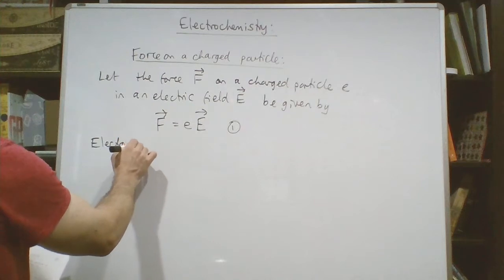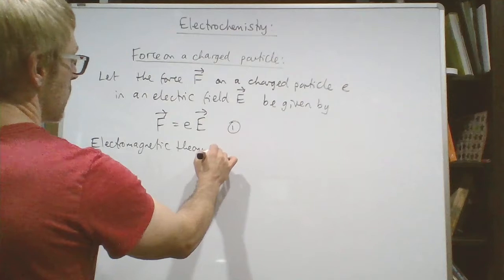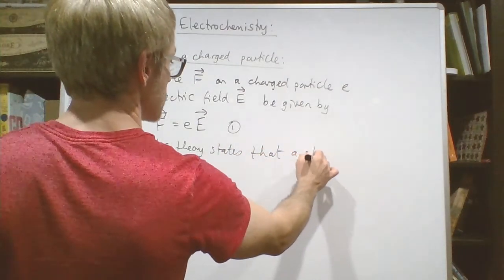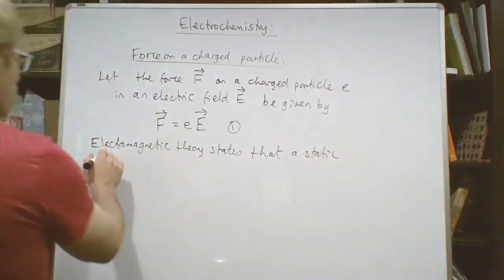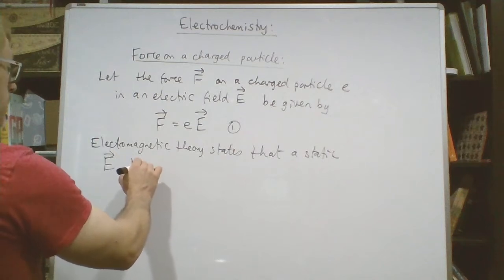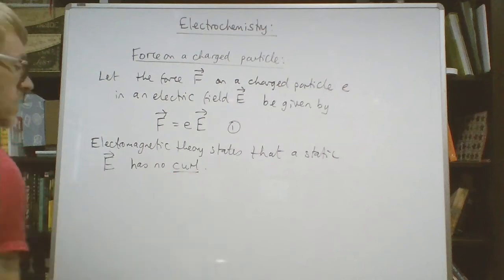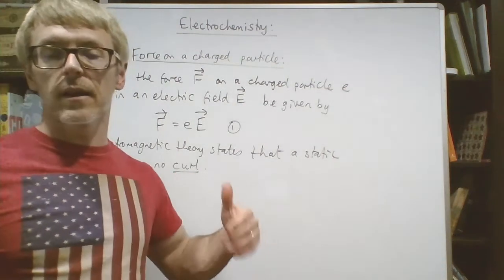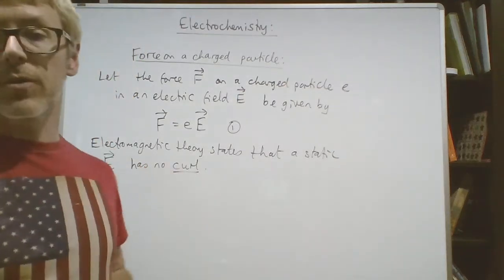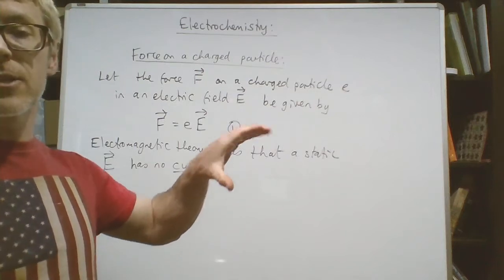Electromagnetic theory states that a static electric field has no curl. If you're not sure what curl is, go back and look at a previous video I did looking at pre-electrochemistry, where we showed mathematically what a curl is. Essentially for now it's just a rotation.